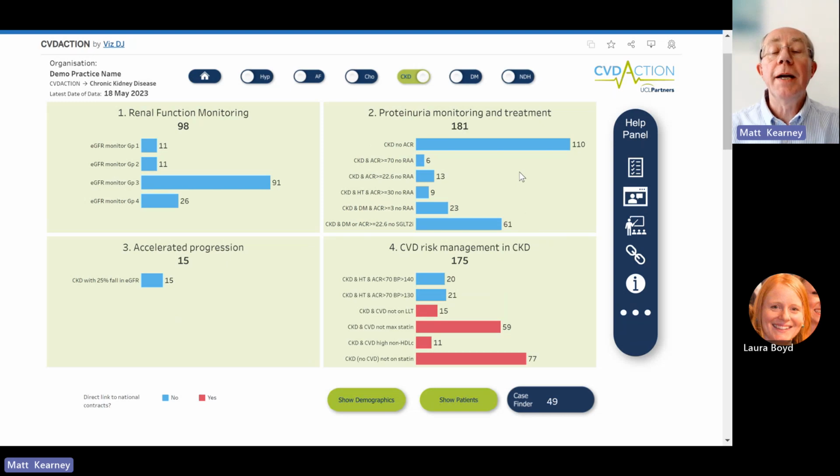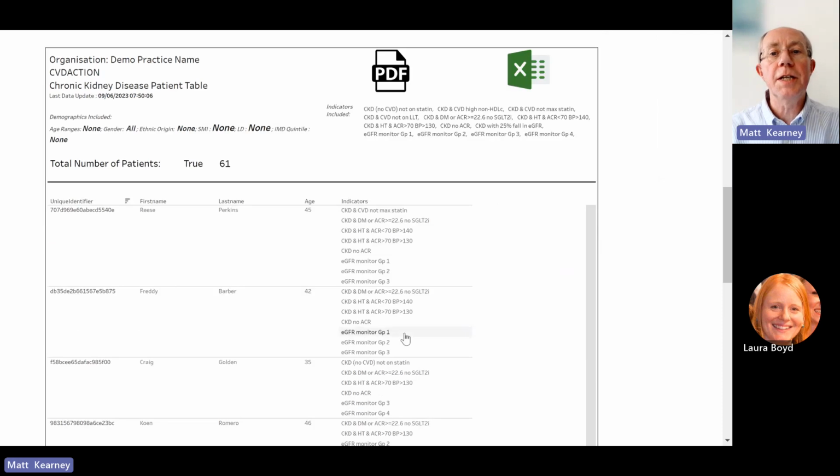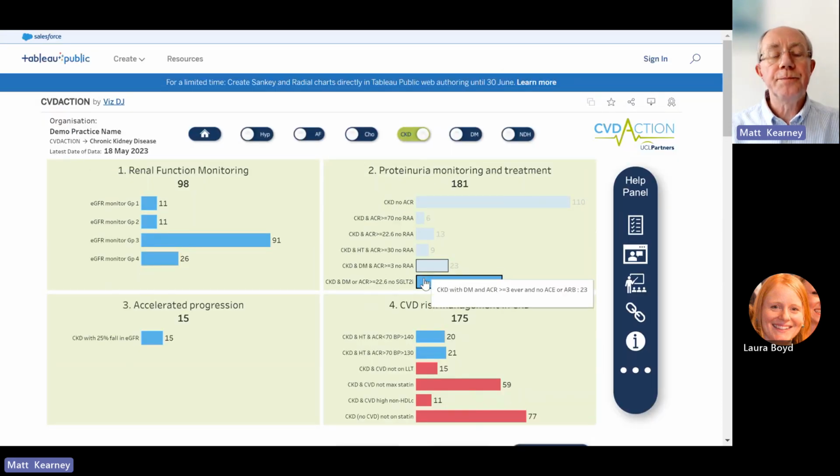Have the patients had tests for proteinuria, and if they have got protein in the urine, are they on the appropriate treatment? And you can see this is divided up: patients with an ACR above 70 or 22.6, according to NICE guidance, patients with CKD and hypertension or diabetes, different levels of ACR that would merit adding renal angiotensin antagonists to their treatment. And then this bottom group, we can click on this and identify the patients with CKD who ought to be considered for SGLT2 inhibitors. And you can see that list of patients there.